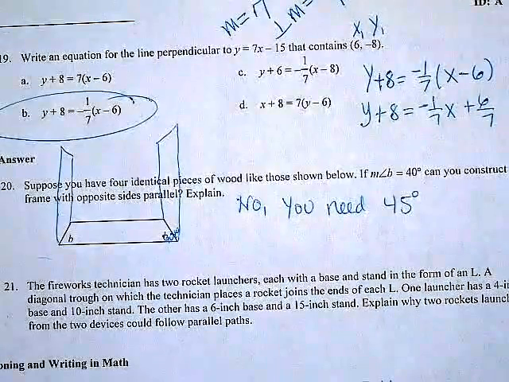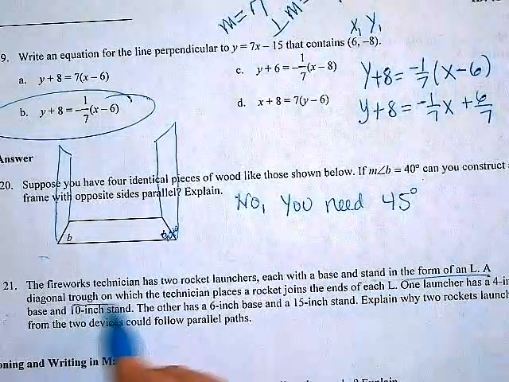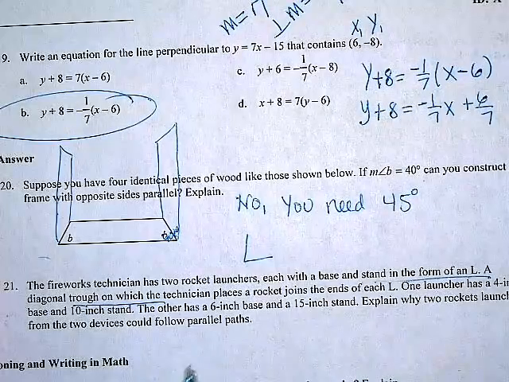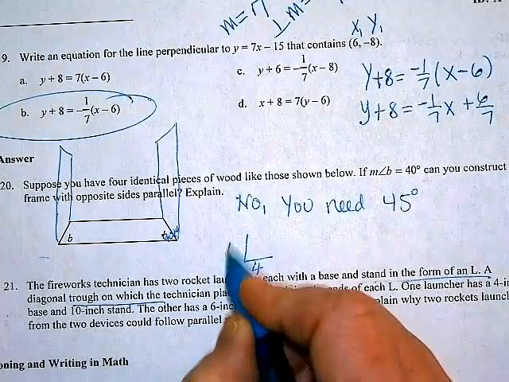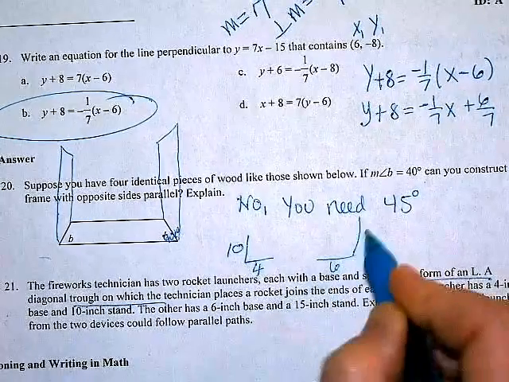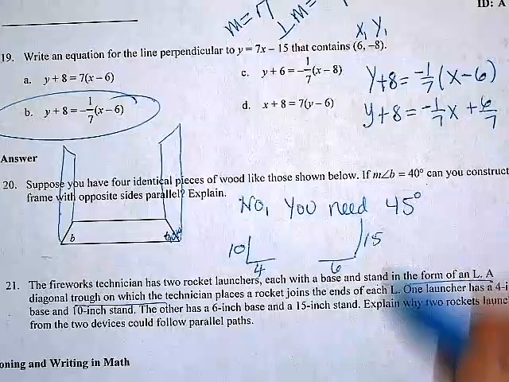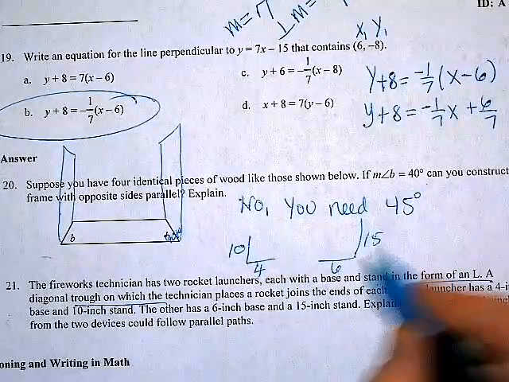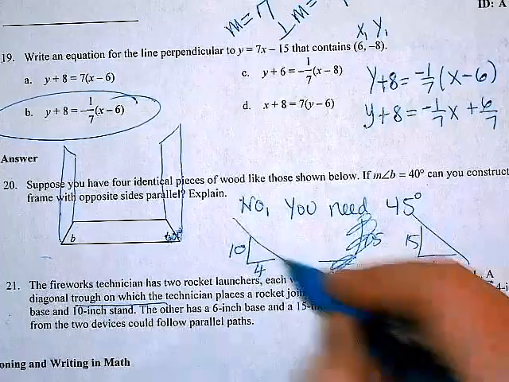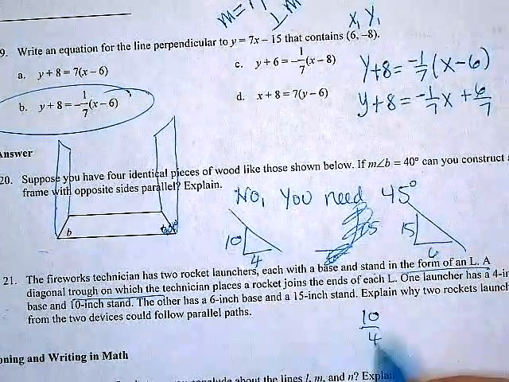A fireworks technician has 2 rocket launchers, each in the form of an L. One is a 4 by 10 and one's a 6 by 15. How do I know they're parallel? Let me turn this one the right way. What are their slopes? 10 over 4 and 15 over 6.